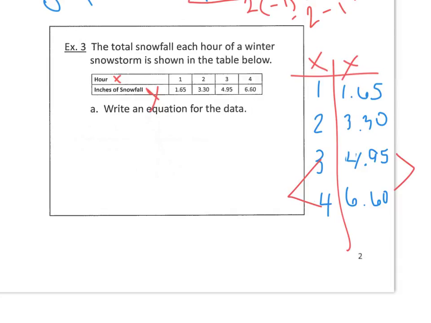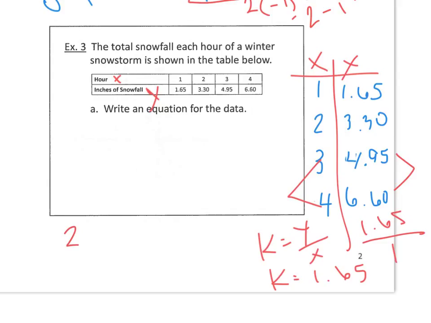So let's do 6.6 minus 4.95, and that's going to give us 1.65. Right now I'm looking, remember K is y over x, so 1.65, and then 4 minus 3 is 1. All right, so let's see if that works. If we did this correctly, it means K equals 1.65. So for hour 1, times 1.65 is 1.65. All right, so let's look at hour 2. Let's multiply hour 2 times 1.65.